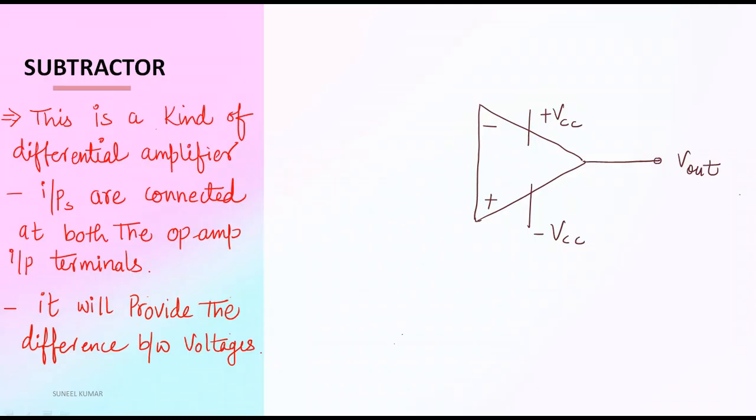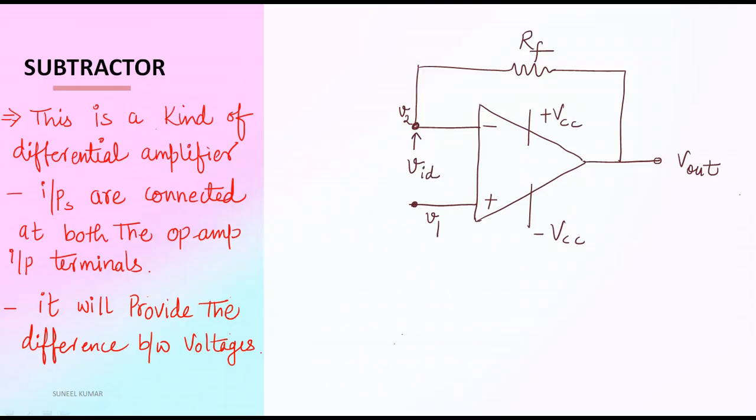And these are the two terminals. We will connect a feedback resistance here. So this is the feedback resistance RF. And this is V2. This one is V1. So the difference between these two voltages is VID, that is V1 minus V2.